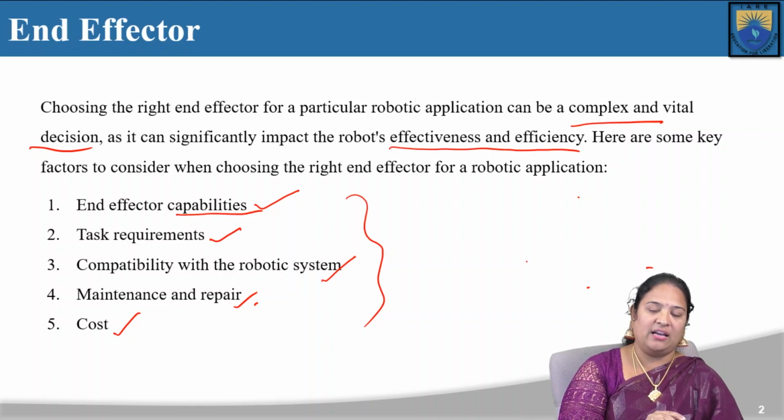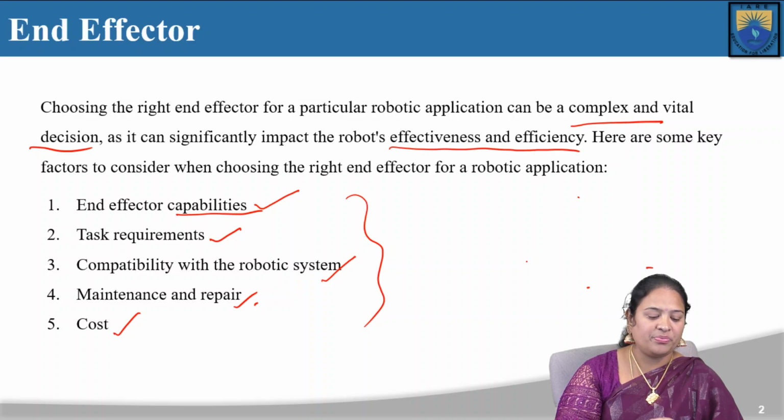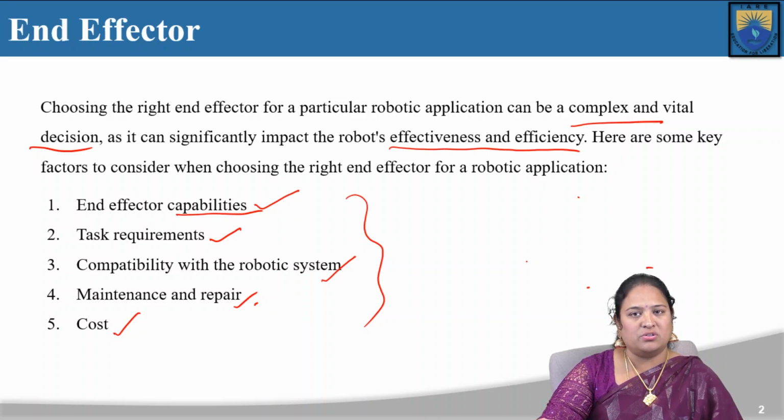Firstly, end effector capability. We need to check its capability as per its load constraint. Next, task requirement. We need to design the end effector as per the task requirement depending upon the type of the application. And next, based upon the compatibility with the robotic system, we will be choosing the end effector. Based upon the maintenance and repair also, the end effector design and construction will be based. And the last one is about the cost effectiveness. So based upon the cost also, the end effector's design will be held.